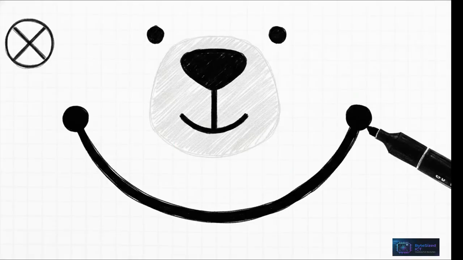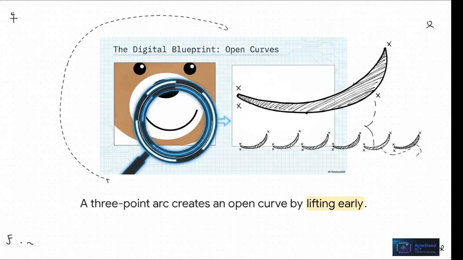To cap it all off and really bring these graphics to life, we need to add some personality. We need a smile. But a smile actually breaks the rules we've talked about so far. Polygons have to close back on themselves, and circles are fully enclosed by their radius. A smile, though, relies on the logic of open curves. It means we have to plot distinct points and then deliberately command the algorithm to lift the pen early, leaving the shape open.